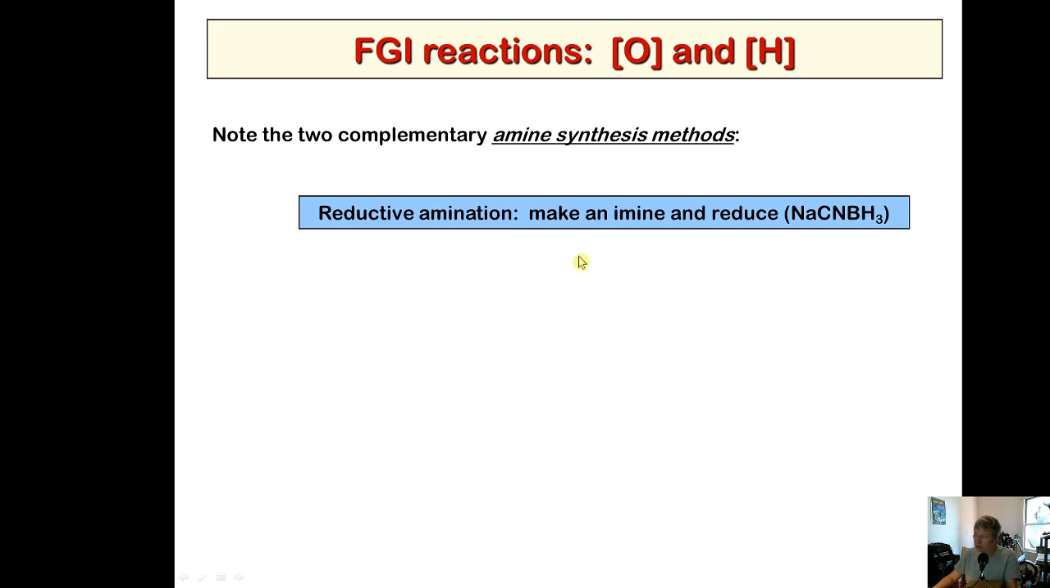Reductive amination. So you make an imine and you reduce it, and the reducing agent's sort of a special reducing agent, NaCNBH3. There's ways to use NaBH4 also, but NaCNBH3 is very suitable for this reaction because it only really reduces imines.